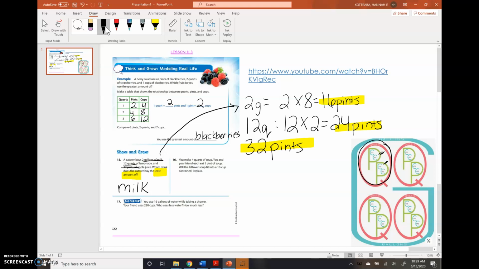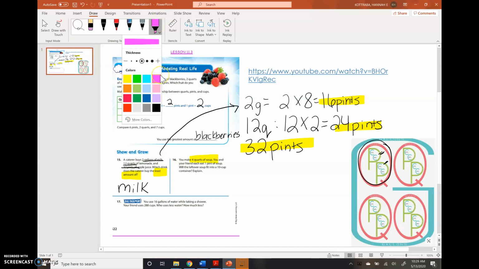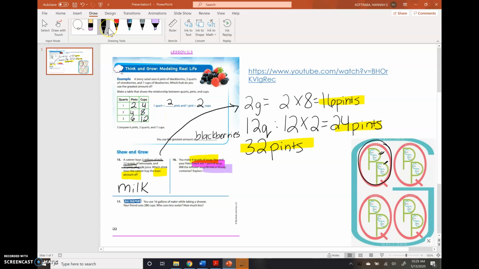Okay, so we have a lot of different measurements here. We have quarts, we have pints, and we have cups. Obviously we want all of this to be in the same unit of measurement to make our lives a little easier. So first of all, let's convert these quarts into pints, because it's saying you made this much, but then you and your friend both eat 1 pint, and then the third part of that is, will it fit into a 10-cup container? So quite a bit of converting here.